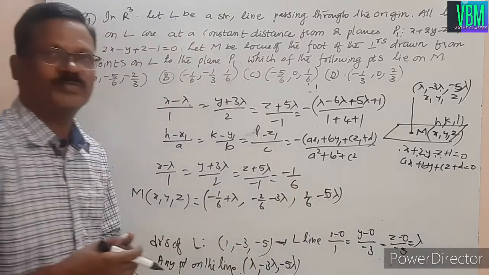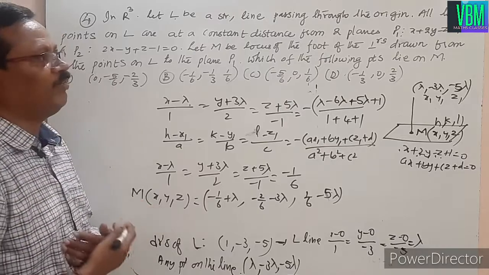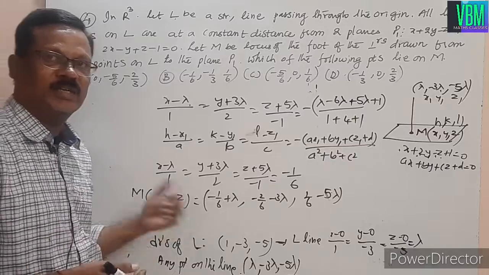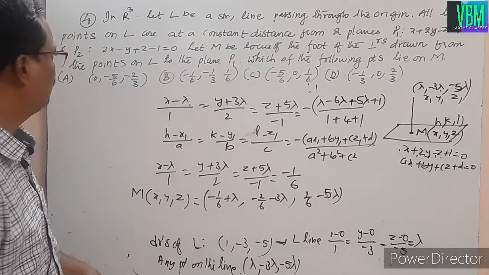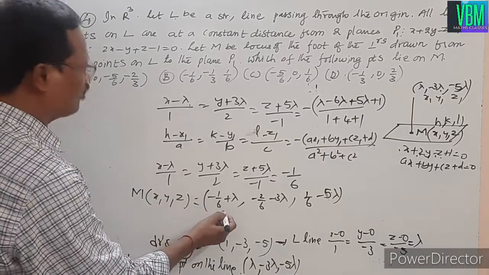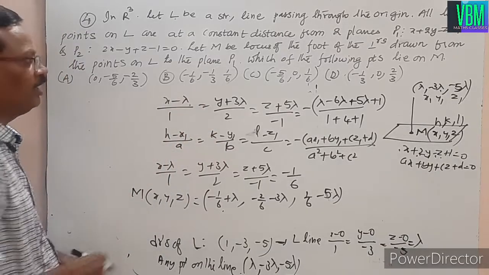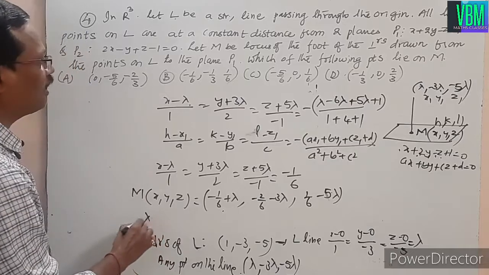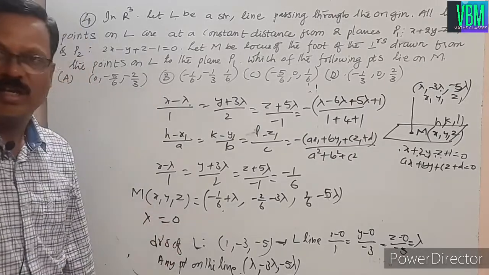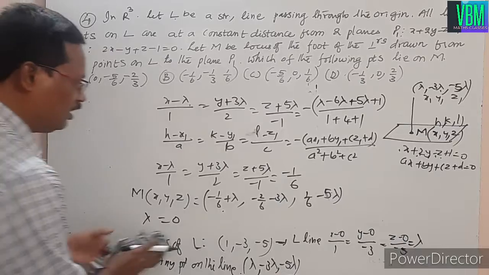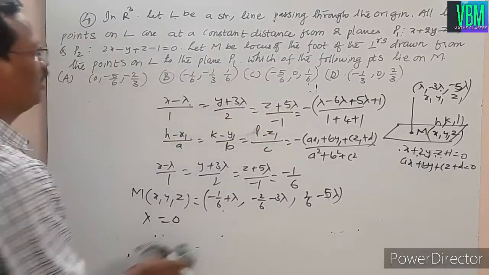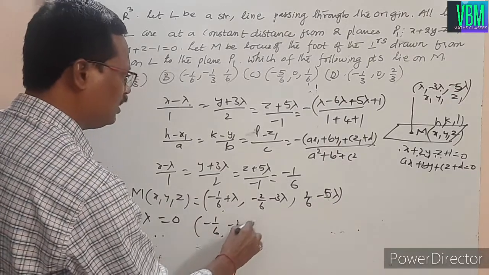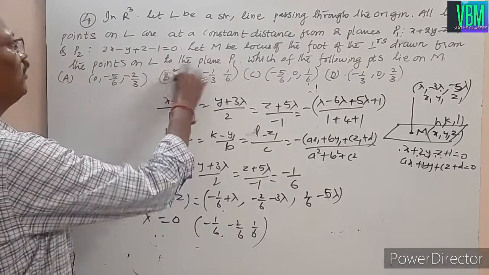Okay, this is z. Now this is the point M we got, right? What are the points on this M locus, x, y, z locus? Lambda, keep any number. Suppose here this coordinate is minus 1 by 6. Therefore, by keeping lambda 0, if I take lambda 0, can we get this point? Therefore, lambda 0: minus 1 by 6, minus 2 by 6, 1 by 6. It is there. Therefore, this is true.